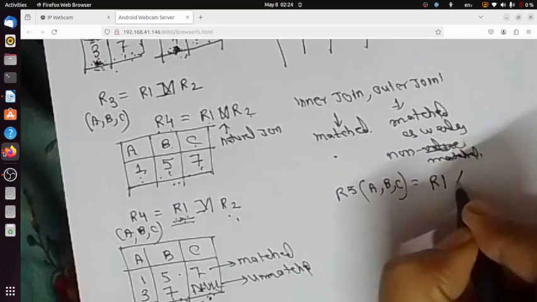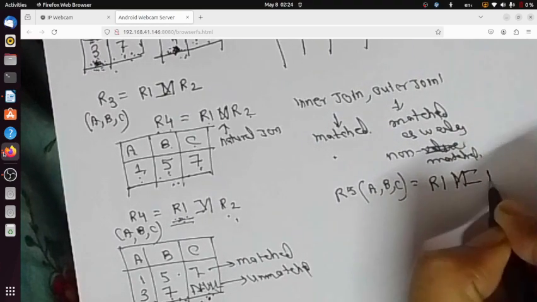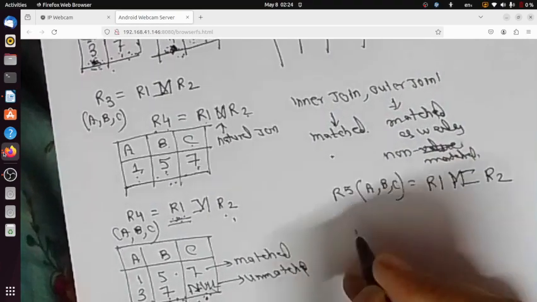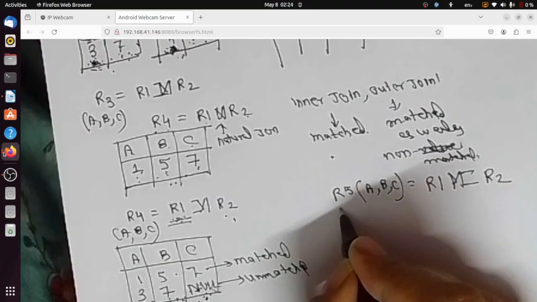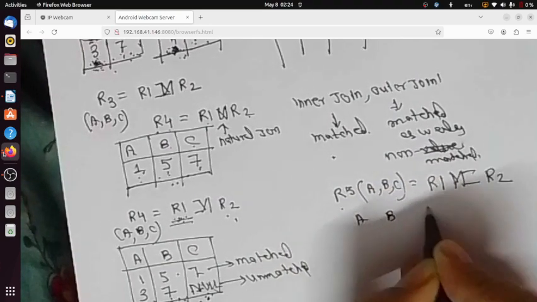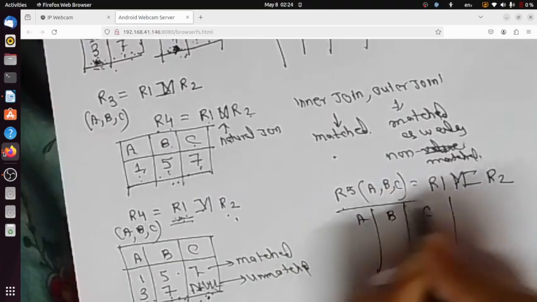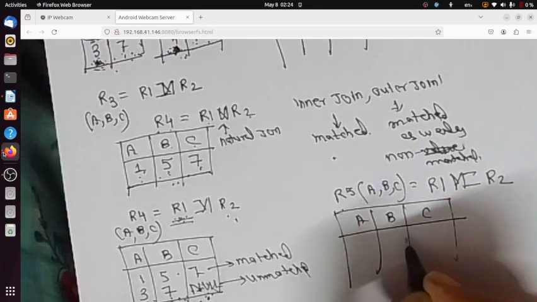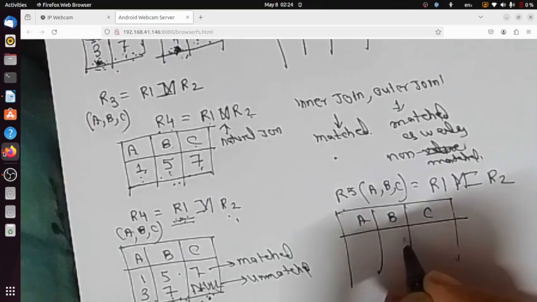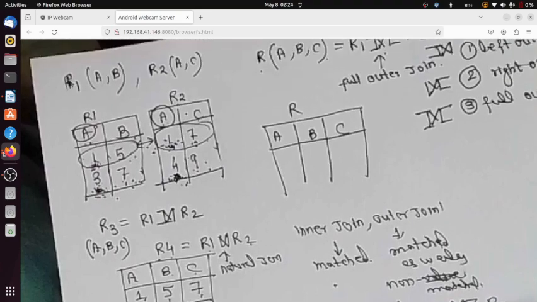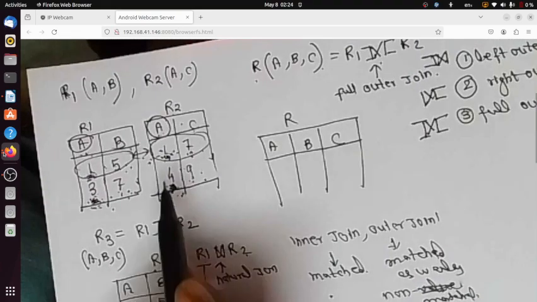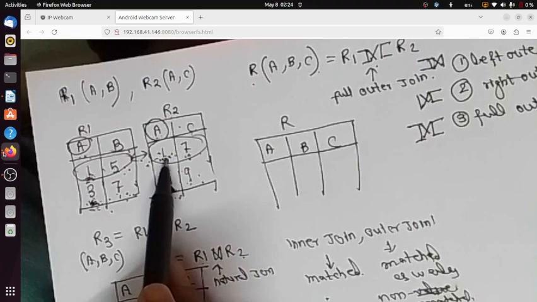So R1 and R2, they are doing the right outer join. So what will be the records in relation R5? A, B, C, 3 columns will be there. Now an outer join means it will contain matched records as well as non-matched records. Now we will see the R2 relation, R2: 1, 7.